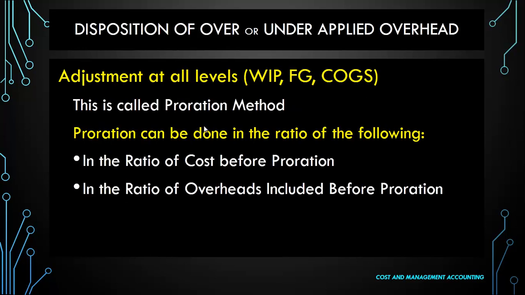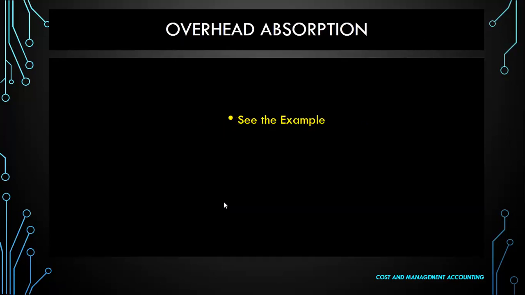And this adjustment can also be done by using a proration method, where the excess amount or less amount, under absorbed or over absorbed, can be charged to cost of goods sold, work in progress and finished goods in one of the following ratios: in the ratio of cost before proration or in the ratio of overheads before the proration. So depending on that, the cost will differ. So let us take an example.